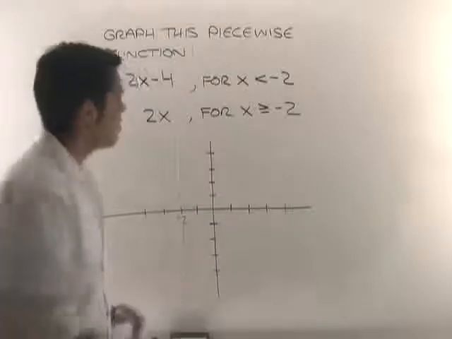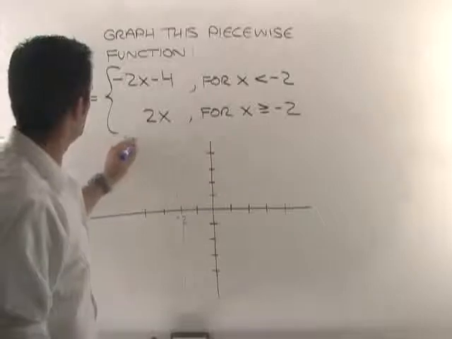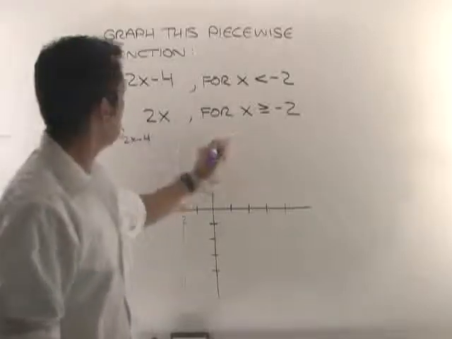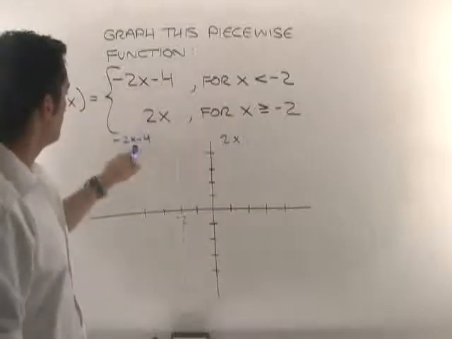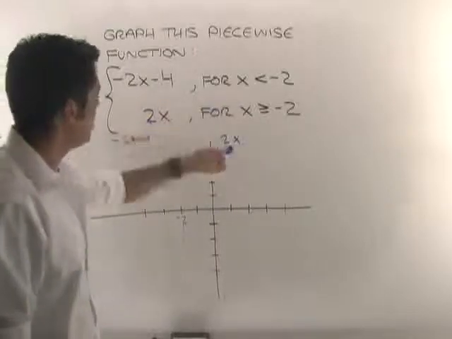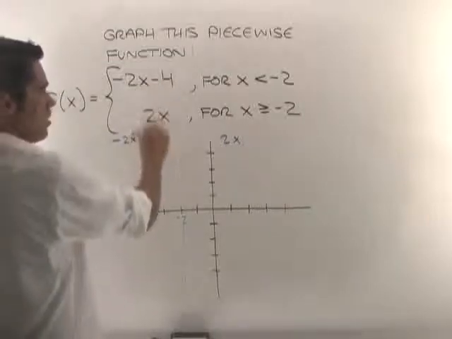And what I'm going to remember is that when I'm to the left of that, I'm going to be this function, negative 2x minus 4. I'm sorry, I said 2x minus 4, but that was negative 2x minus 4. When I'm to the right of that, I'm going to be my other function, 2x. So now let me just draw both of these functions.